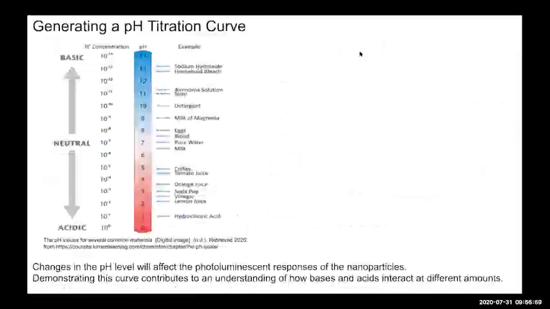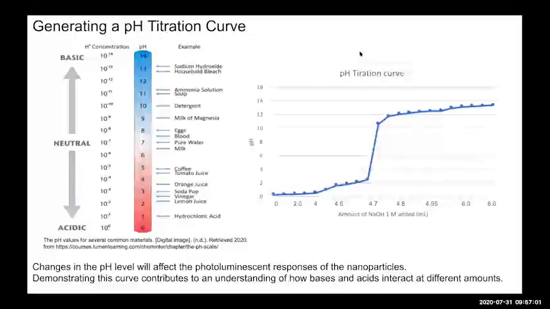Generating a pH titration curve. The reason we're looking at pH is because it can affect the dipole moment of the nanoparticles, or it can somehow affect the ligands by detaching them from the surface of the nanoparticle. The first thing in the pH studies that I did was creating this titration curve.